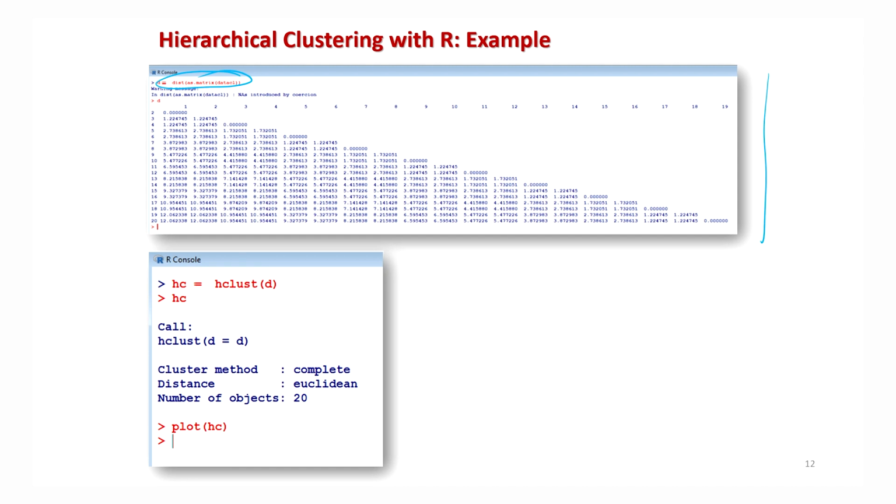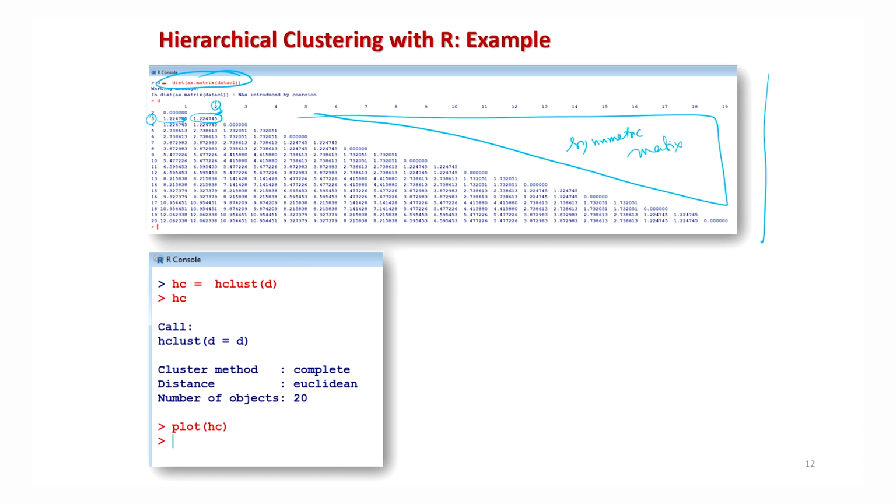So suppose I take this value. It corresponds to 2 and 3, so this is the distance between the second and third observations. And so on, all these values are giving you the distances. You can see that this part is blank because this is a symmetric matrix: the distance between x and y is the same as the distance between y and x, right?